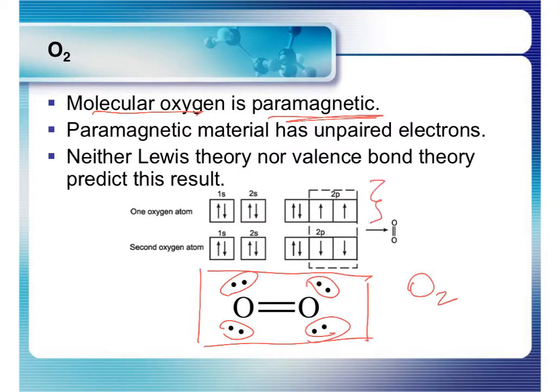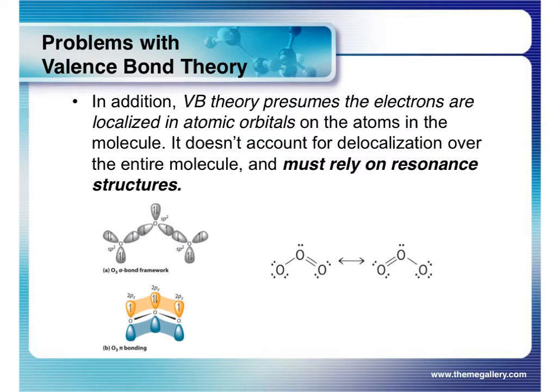If you look at the orbital diagram for two oxygen atoms, you can see that they each have two unpaired electrons. But if we put these together, if we make a bond between two oxygen atoms, it looks like everything's going to be paired up really nicely. So just to reiterate, the valence bond theory and Lewis theory are not able to explain why molecular oxygen is paramagnetic.